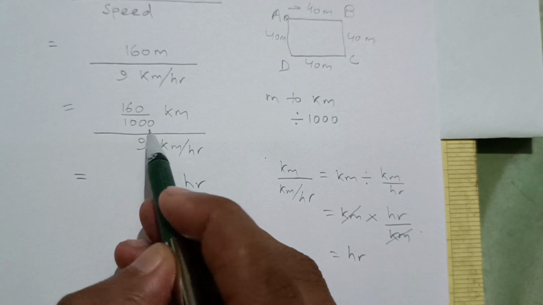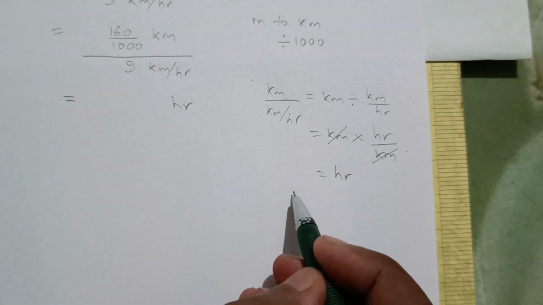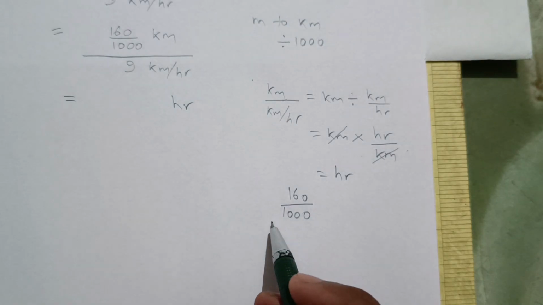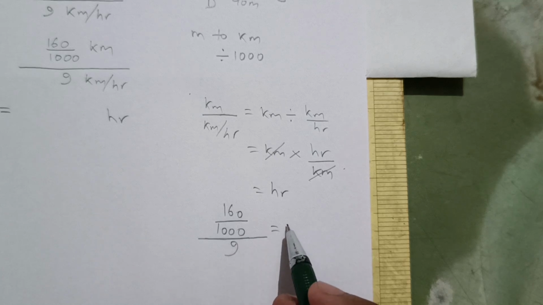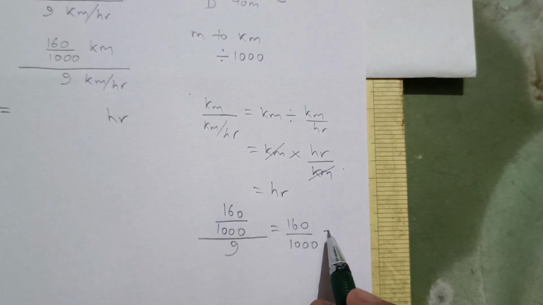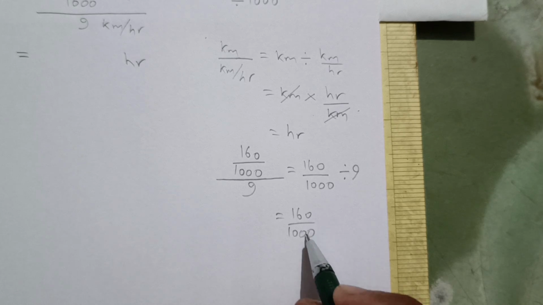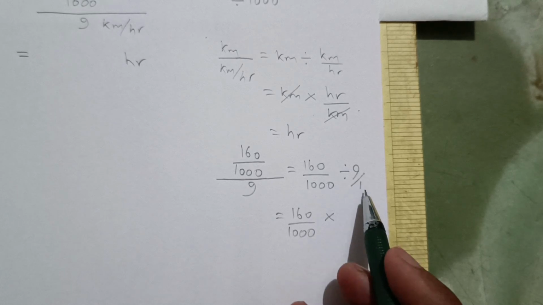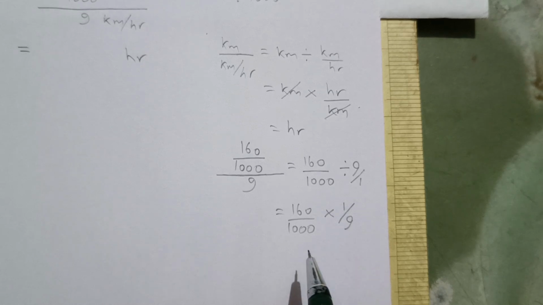And now 160 divided by 1000 upon 9. Or you can say 160 by 1000 upon 9. So how to do this? This means 160 by 1000 divided by 9. So 160 by 1000 into 9, meaning 9 by 1. Take the reciprocal of this. The reciprocal of 9 by 1 is 1 by 9. So 160 by 1000 into 1 by 9.